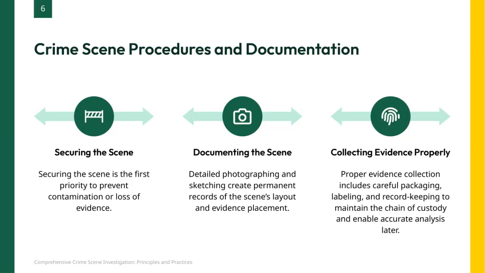When a crime scene is discovered, the very first step is securing the area. This is crucial to ensure that no evidence gets contaminated or lost, which could compromise the integrity of the investigation. Once the scene is secured, we move on to documenting it thoroughly. This involves taking detailed photographs and creating sketches that capture the exact layout and location of all evidence. These records serve as a permanent reference and are essential for analysis and courtroom presentations.